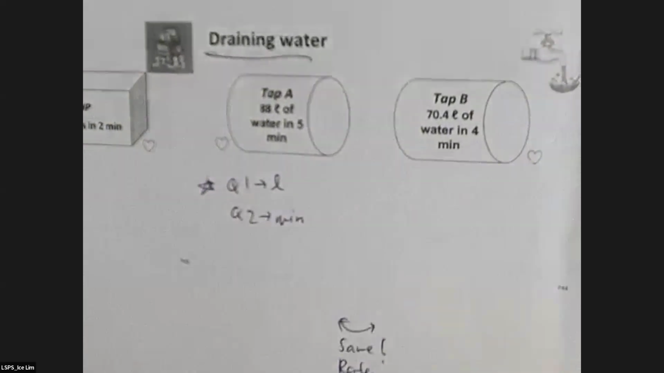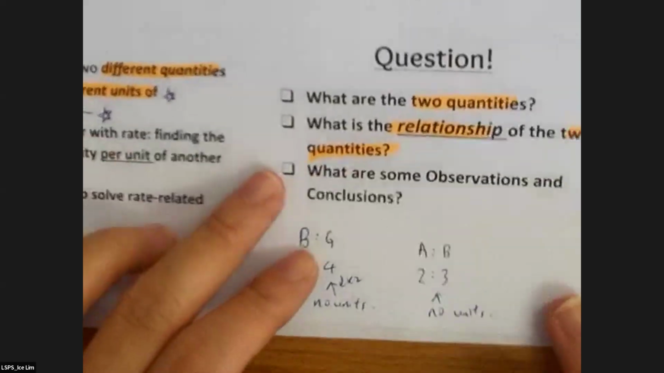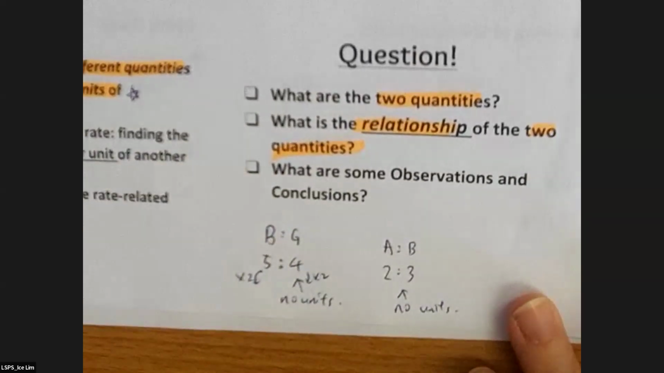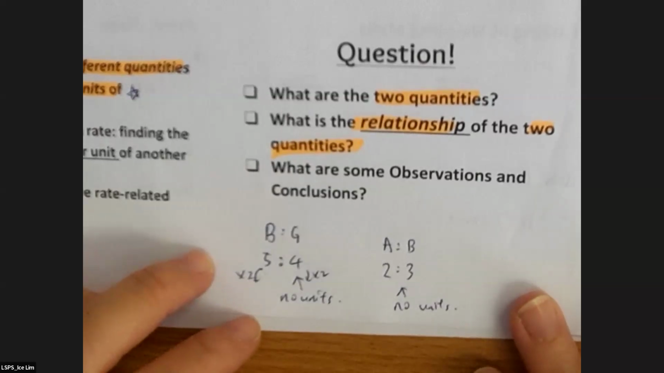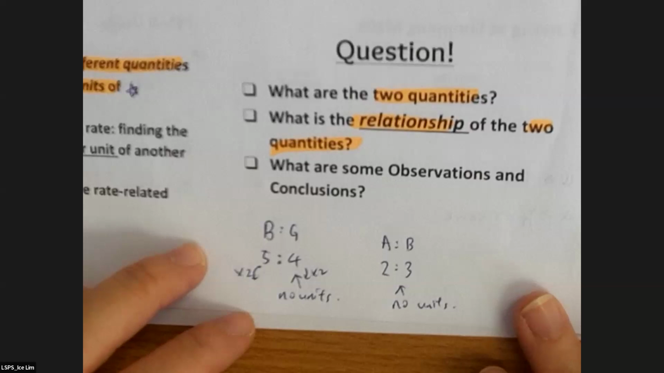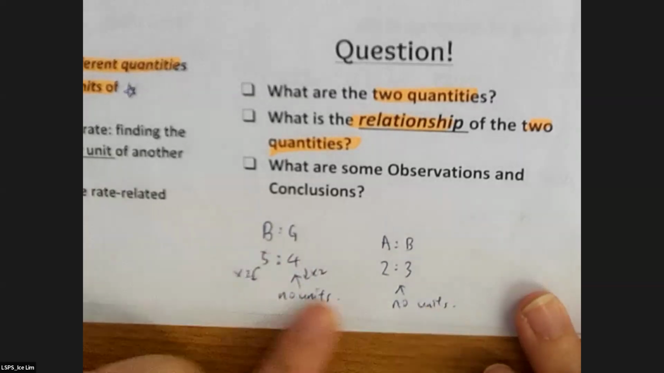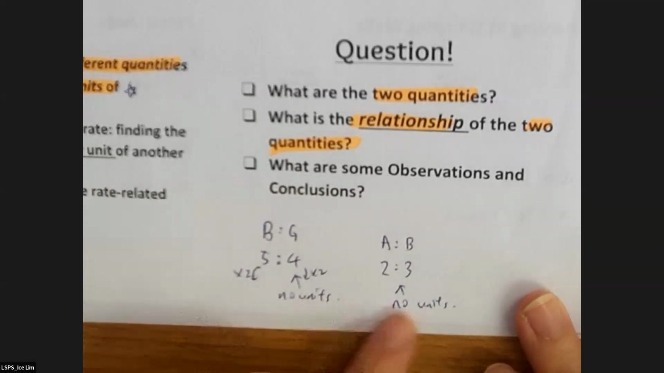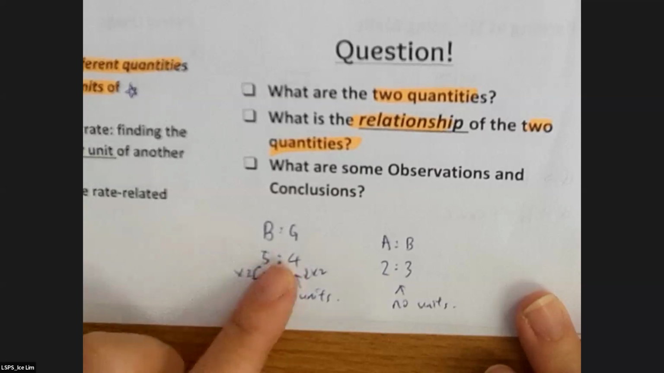So we are doing this because we want to highlight that rate has this similarity with the topic on ratio. It compares two quantities, and this comparison shows a relationship about them. But what are the differences? For ratio, there are no units involved. It is unitary in terms of their relationship, like 5:4, 2:3.